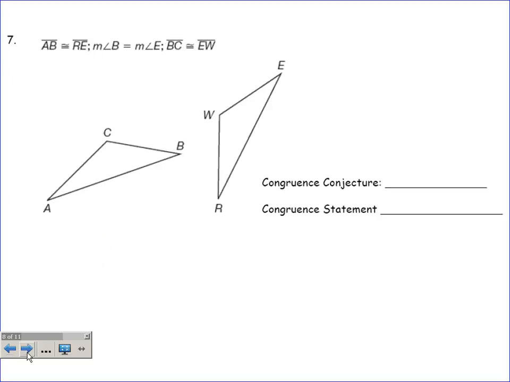Next one. AB is congruent to RE. Done. You're marking your diagram. Angle B is congruent to angle E. Good. BC, that's over here, is congruent to EW. Just like that.